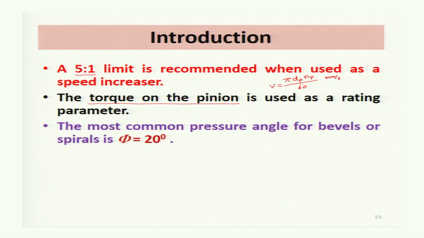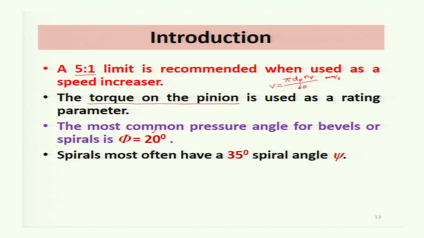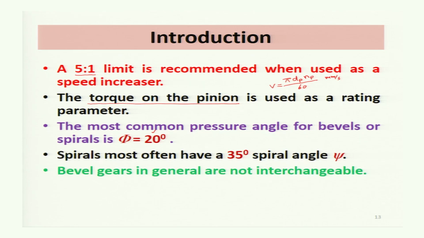The most common pressure angle for bevels or spirals is phi equal to 20 degrees. We have seen what the pressure angle is. Pressure angle is the angle between the pitch line, which is tangent to the pitch circles, and the line of action. The similar definition is there. Spirals most often have a 35-degree spiral angle psi.